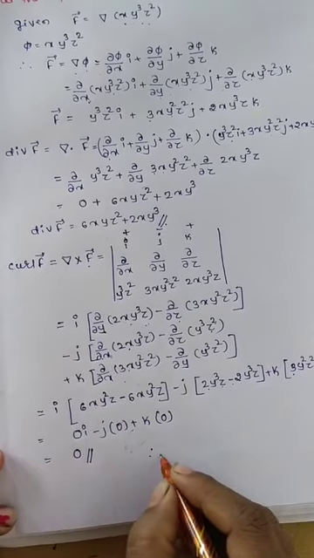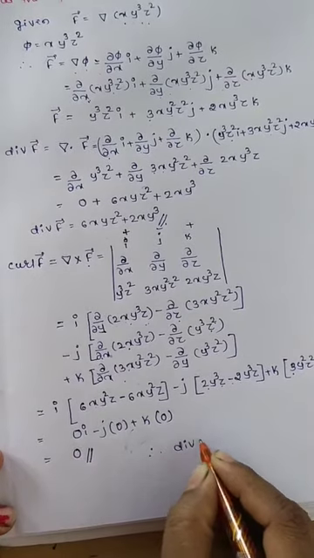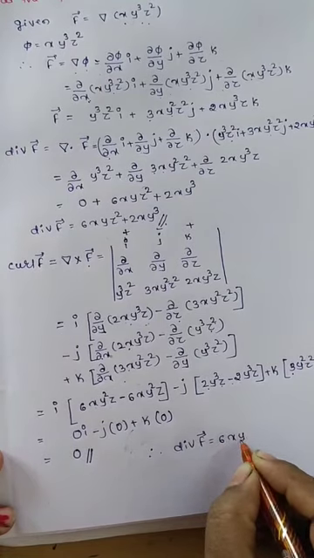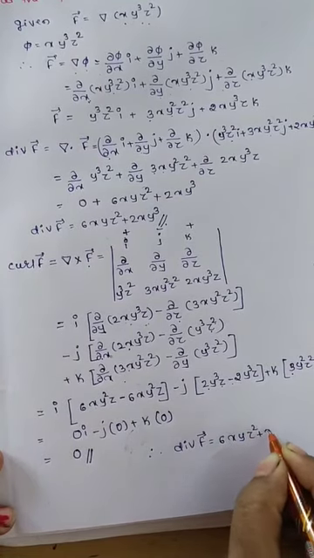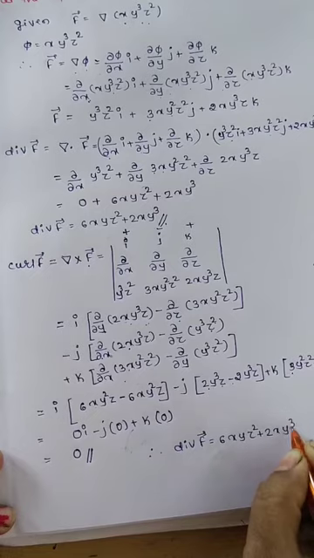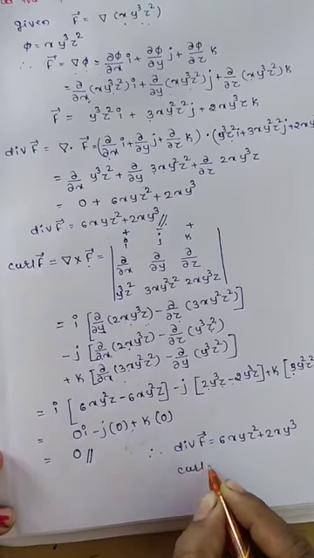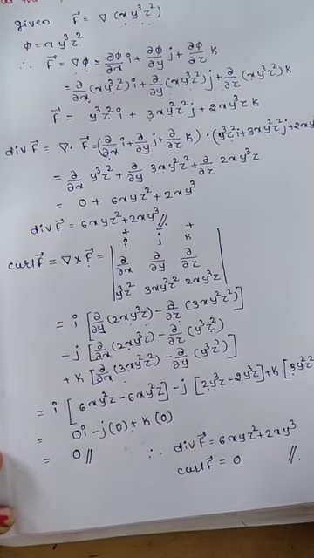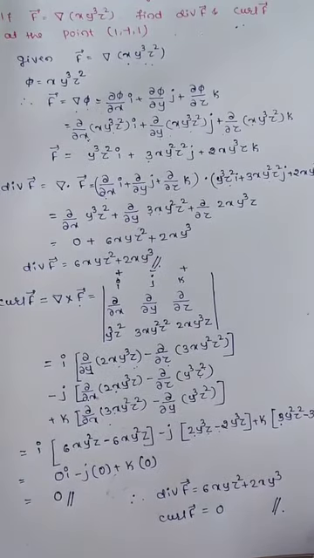Therefore divergence of vector f is equal to 6xyz² plus 2xy³, and curl f is equal to 0. These are the answers they asked.